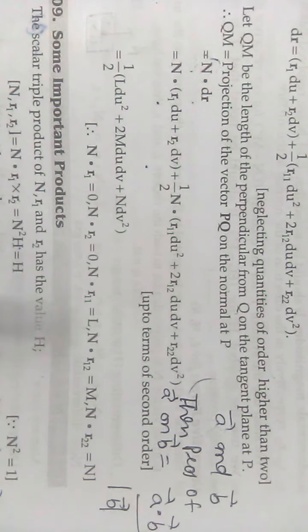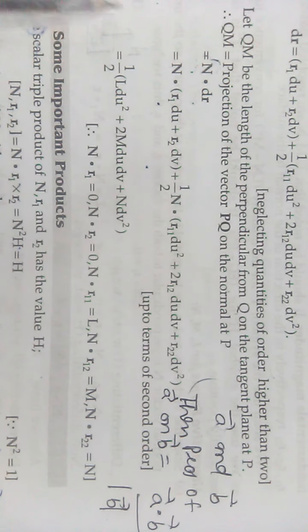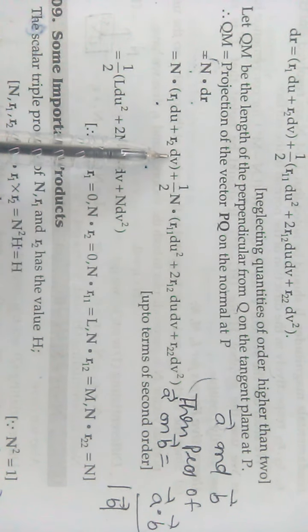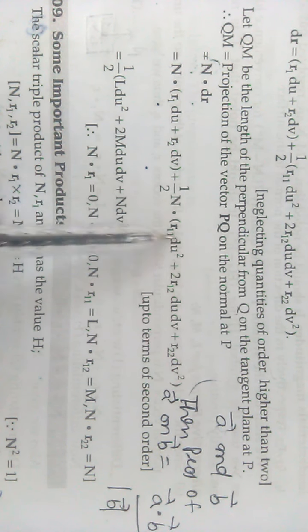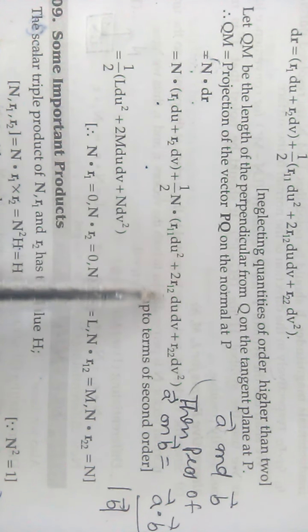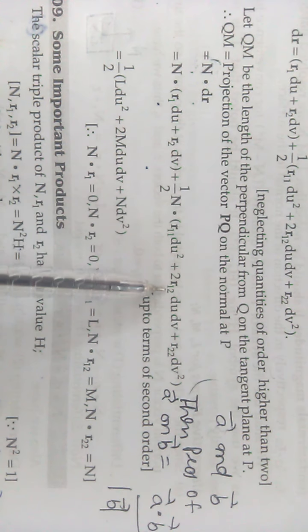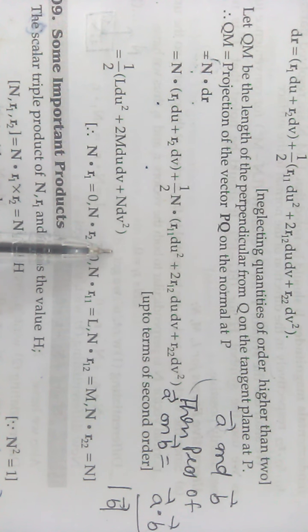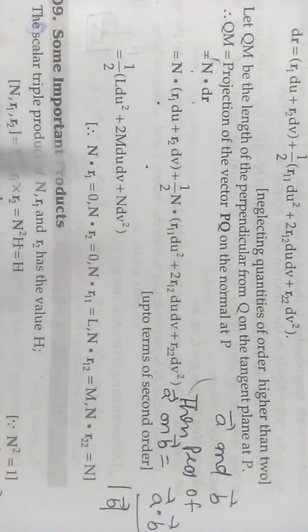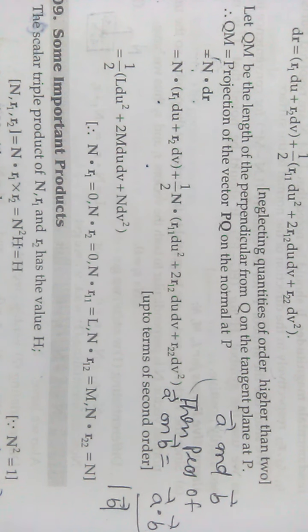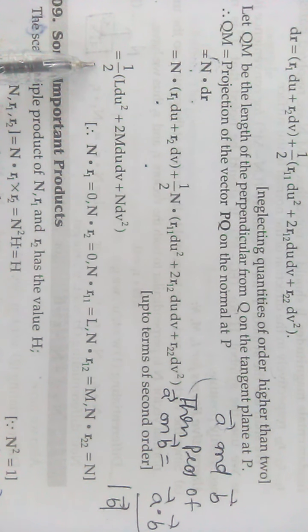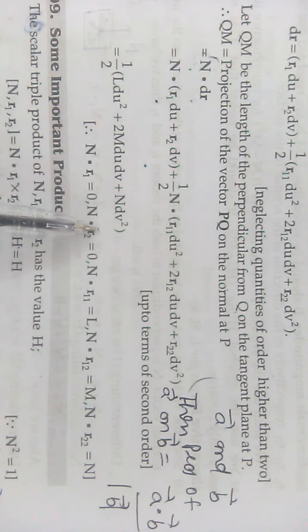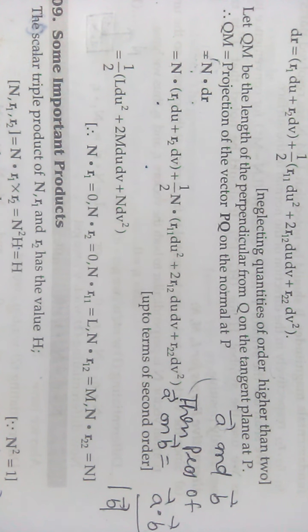After substituting all these values in this expression, these two terms are 0, and from here we get 1 by 2 into L du square plus n dot r12, that is m, so 2m du dv, and the third term n dv square. So we have proved that the length of the perpendicular from the point Q on the tangent plane at the point P is half of the second fundamental form. So this is the geometrical interpretation of the second fundamental form.